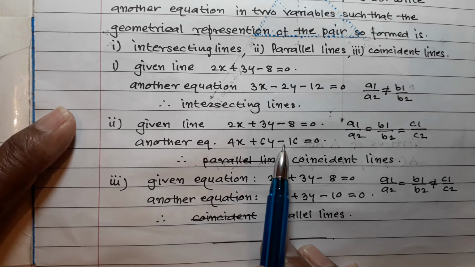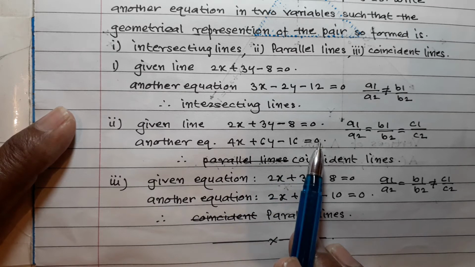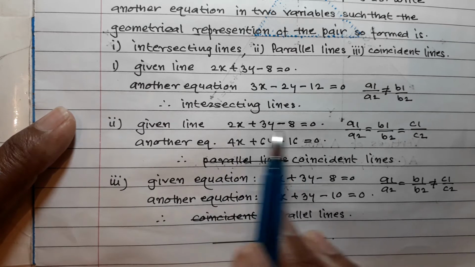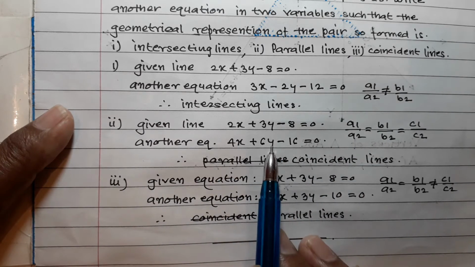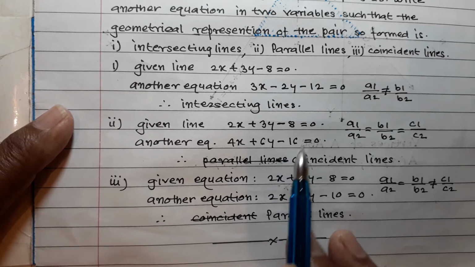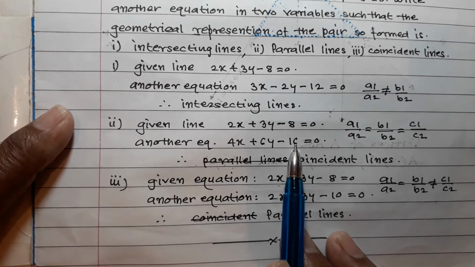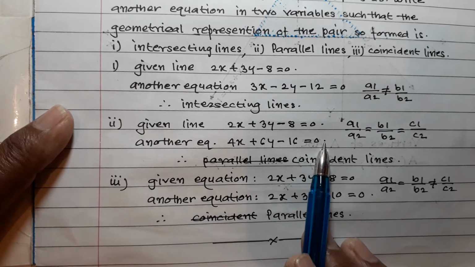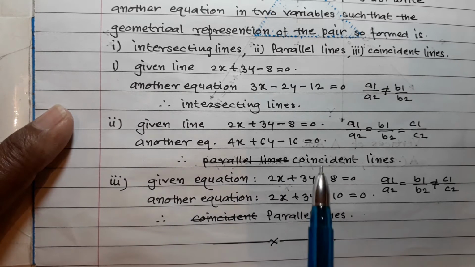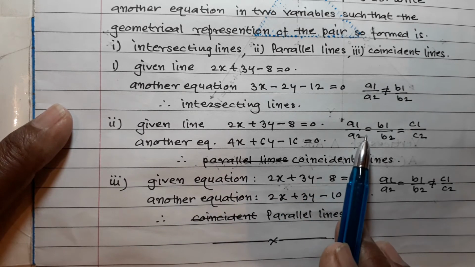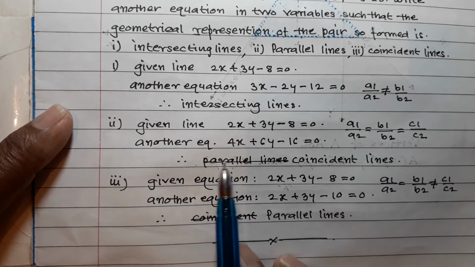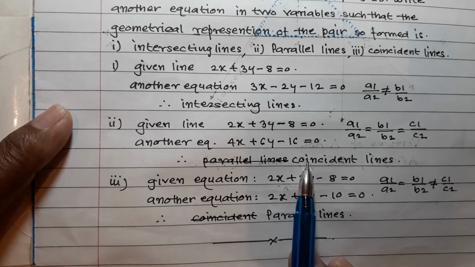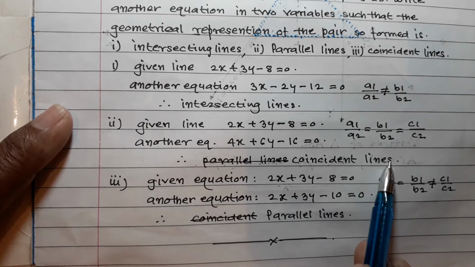So second condition, given line 2x plus 3y minus 8 is equal to 0, another equation 4x plus 6y minus 16 is equal to 0. If you compare the ratios, a1 upon a2 is equal to b1 upon b2 is equal to c1 upon c2. So this is my another equation. So a1 upon a2 is equal to b1 upon b2 is equal to c1 upon c2 and therefore lines are what? Coincident lines. Okay.